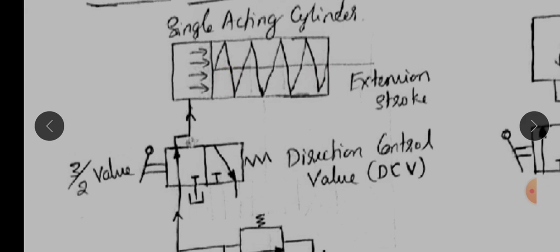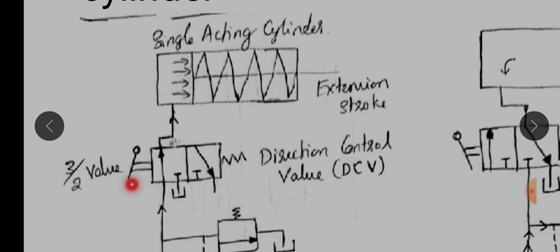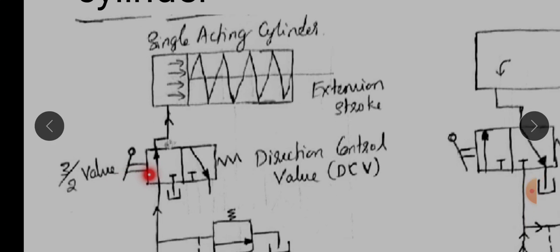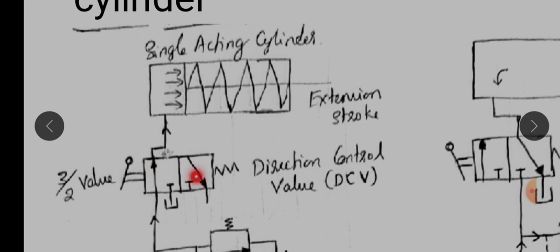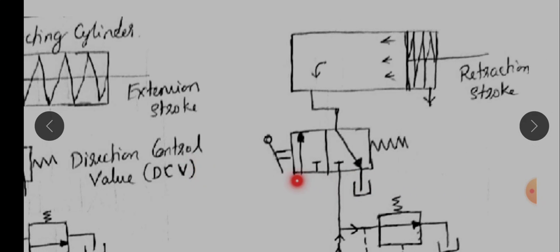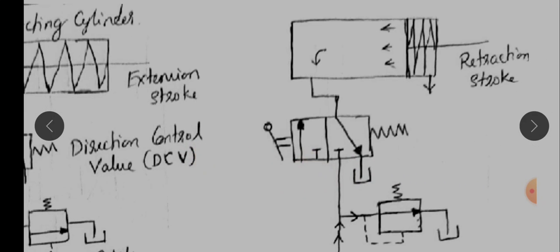Next, if the retraction has to happen, when you want to make the retraction process, then the direction control lever is operated by manual operation, and because of that the position of the direction control valve is shifted from this position to this position. I am showing here. The position is changed because of the operation of the lever.